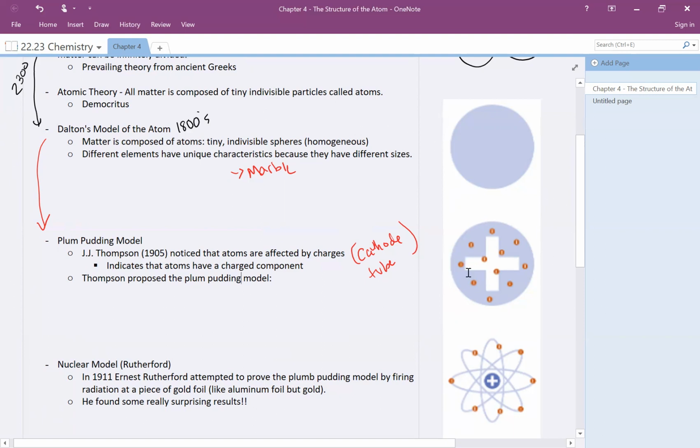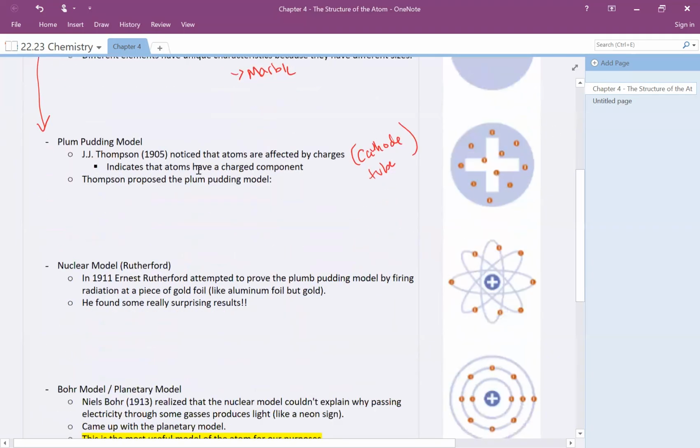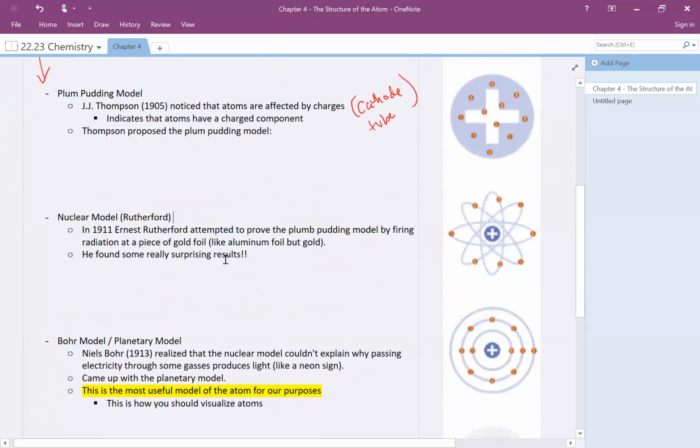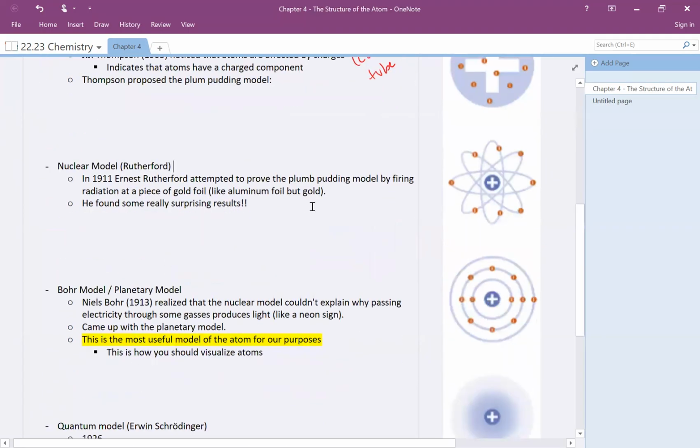This now has some charged aspect, which is very important because atoms are charged and have a lot of charged particles, which do things. But it didn't explain everything, especially concerning Rutherford's experiment. So the next three models are the most important ones. These are the ones that really matter the most.